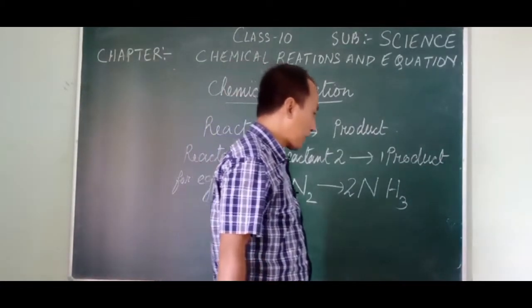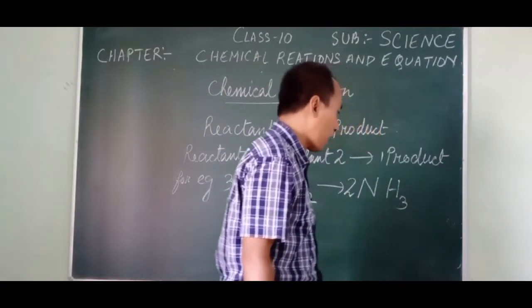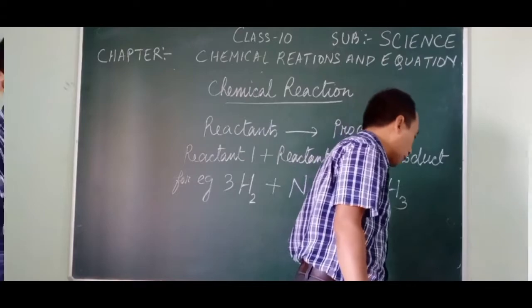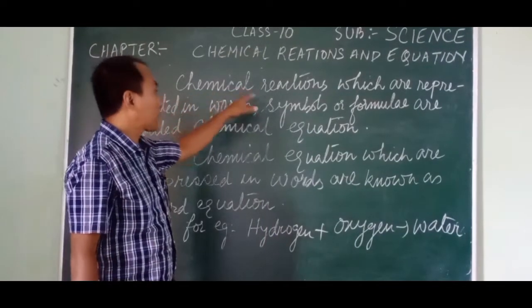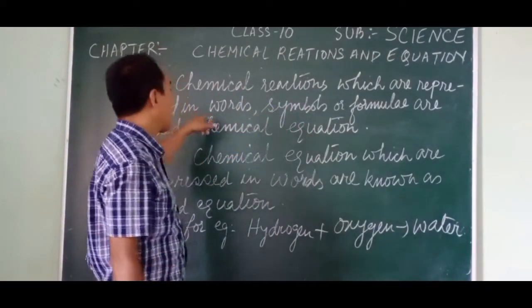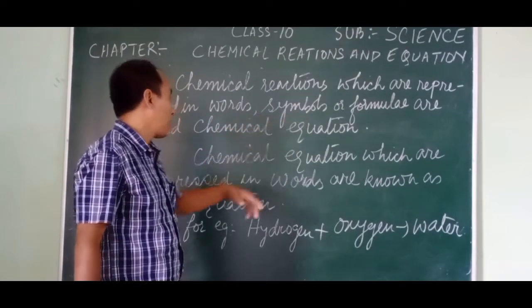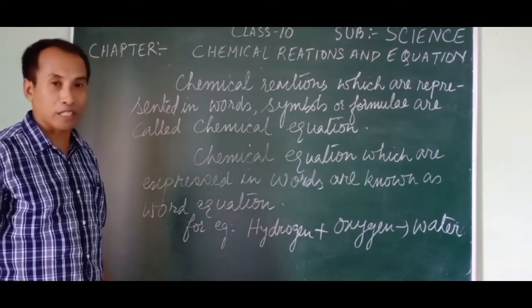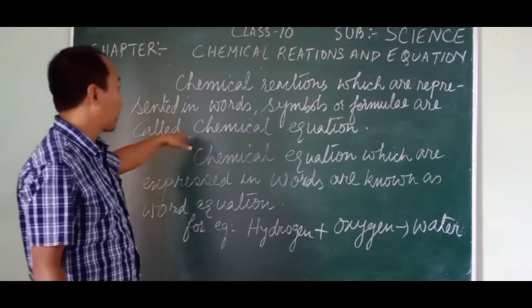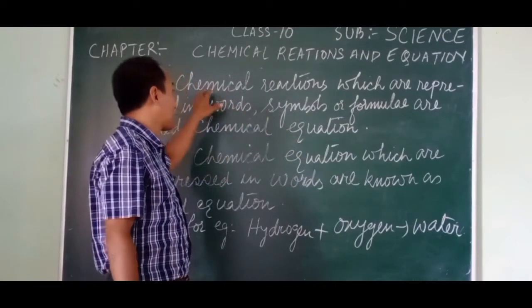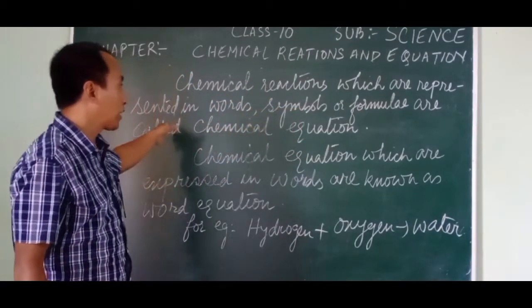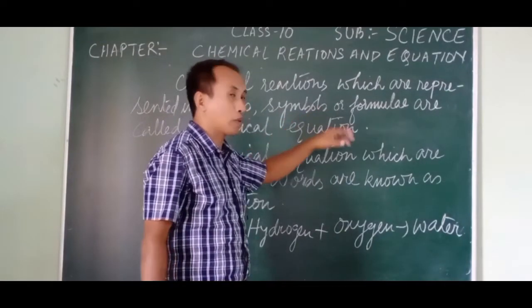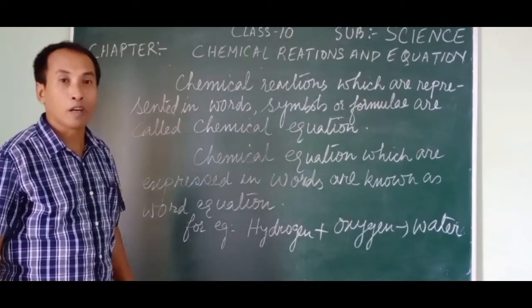Now we are going to study about the chemical equation. How can we write a chemical equation? Chemical reactions which are represented in words, symbols or formula are called chemical equations. That means, in short, we can represent a chemical equation in terms of words, or in terms of symbols, or in terms of formula.